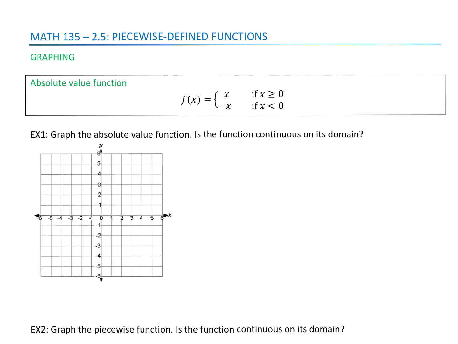Welcome to section 2.5. We're looking at piecewise defined functions. And again, we're going to be graphing these. So the first one we're going to graph is the absolute value function.